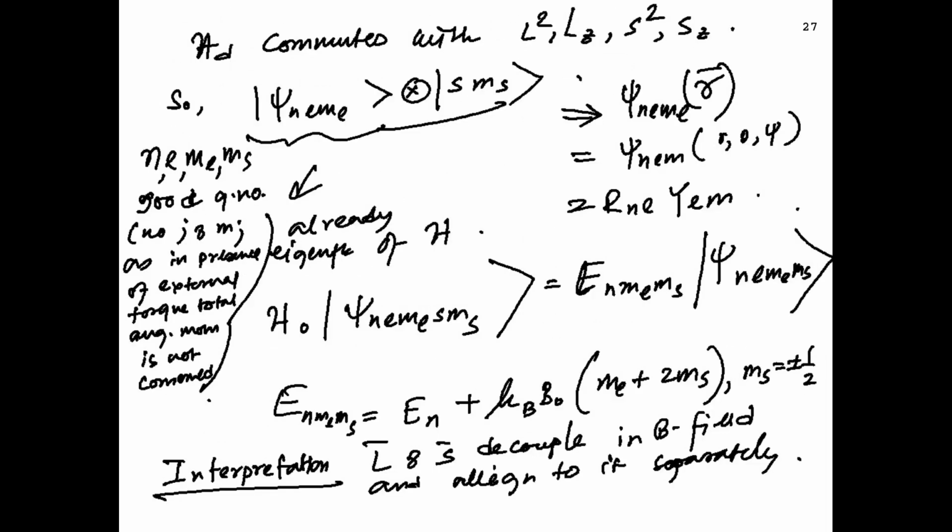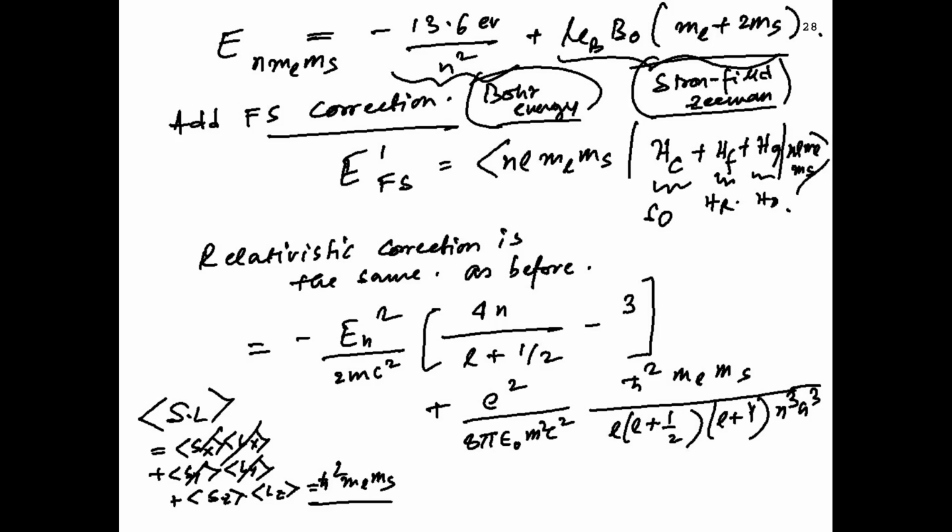Okay. So, now let us write down the energy levels in the presence of this strong external magnetic field. As we established, the basis will be written as n, m_l, m_s. It will be simply the original energies, which is minus 13.6 eV by n square, the Bohr atom energies, plus this correction mu_B B_0 (m_l plus 2 m_s).